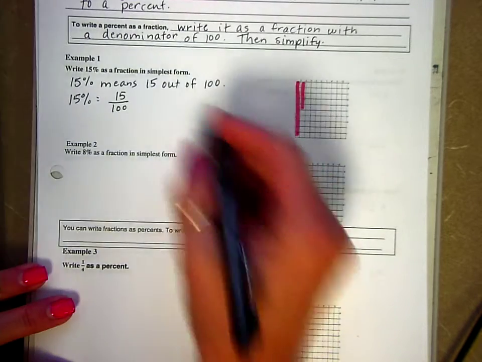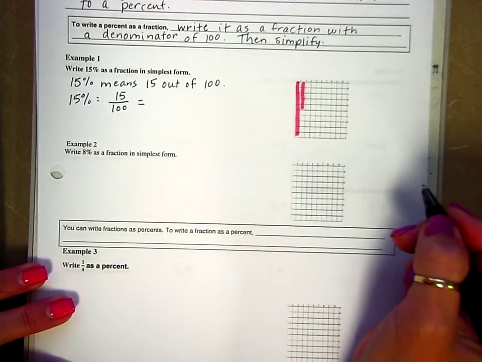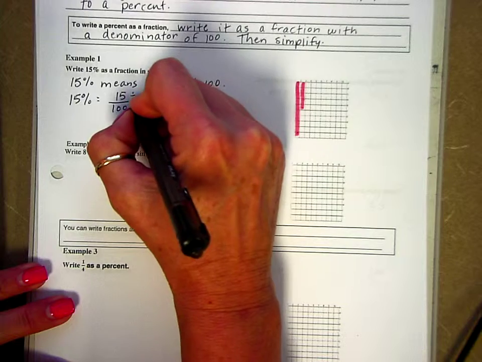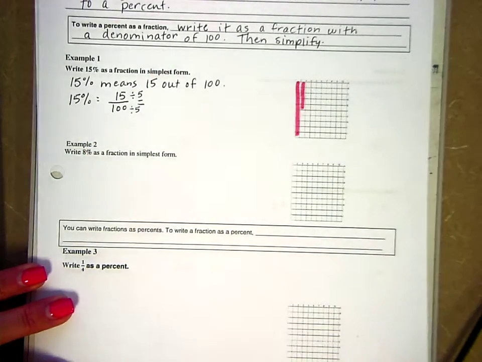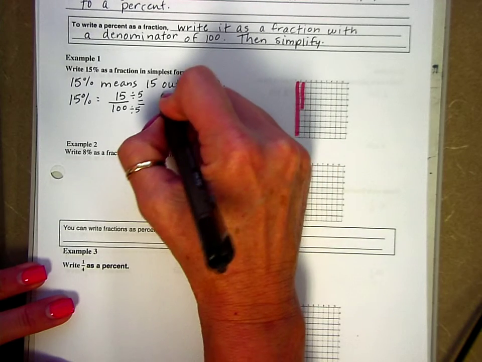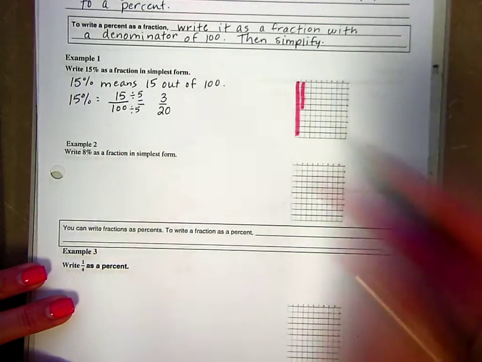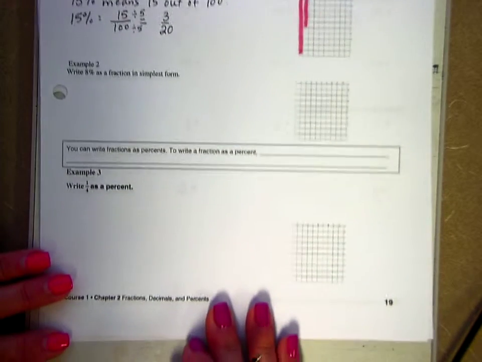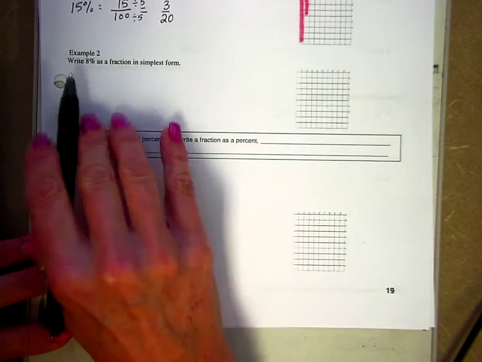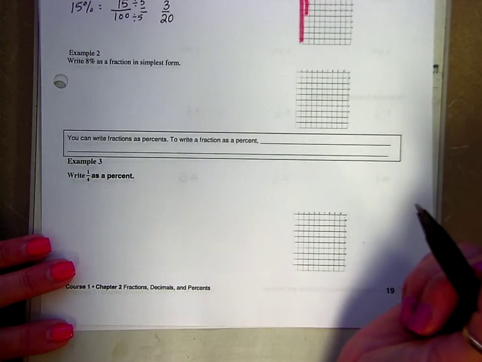Then of course you always want to simplify your fraction. So what number divides evenly into 15 and 100? The common factor is 5. So you reduce it or simplify it to 3/20. All right, let's look at example number 2. So let's write 8% as a fraction in simplest form.